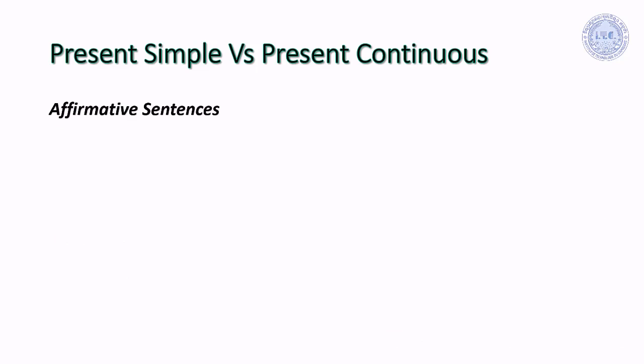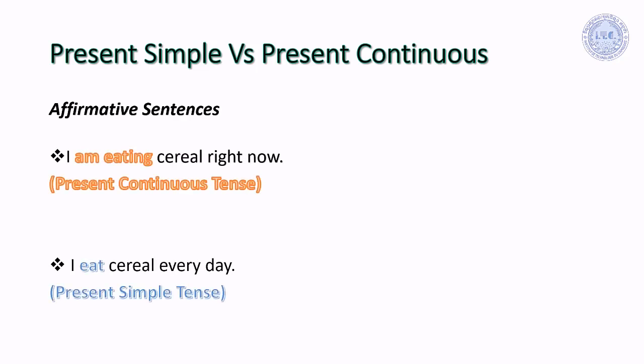So let's compare the present simple and present continuous in affirmative, negative, and question form. So here are the two affirmative sentences. I am eating cereal right now, which is used in present continuous tense. I eat cereal every day, which is used in present simple tense. So the first sentence expresses the action that is happening right now. And then the second sentence, which is in present simple tense, expresses the habit, routine.